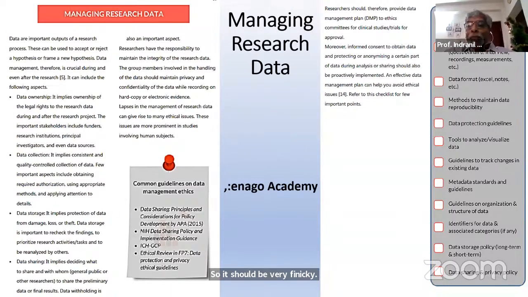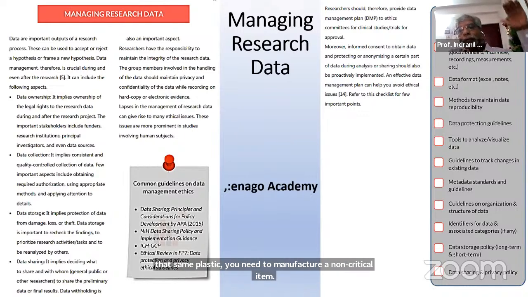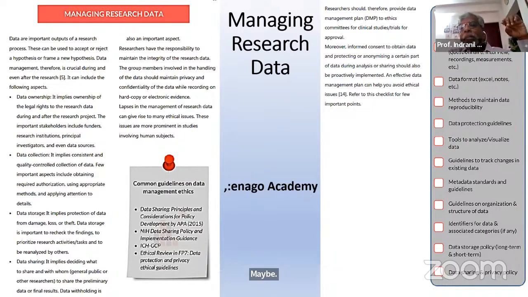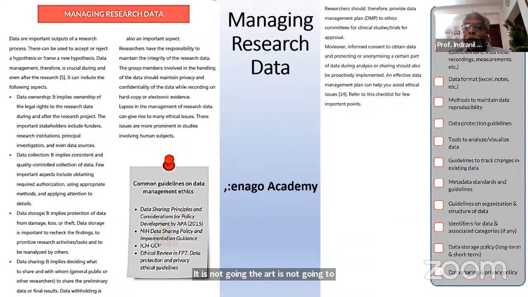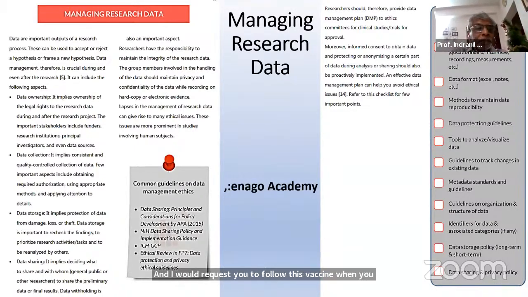But then if you are using that same plastic unit to manufacture a non-critical item, maybe a bucket, even if that bucket breaks down in less than 2 years' time, the sky is not going to fall. So in that case, do not indulge in type 1 error. And I would request you to follow this maxim when you are engaging in the data collection, data management, and data storage process.